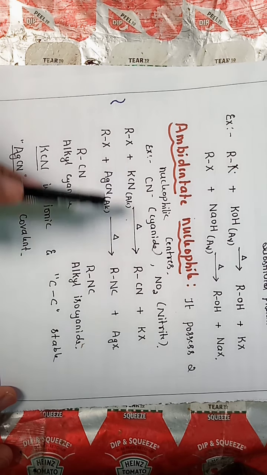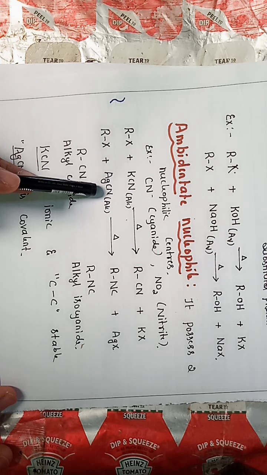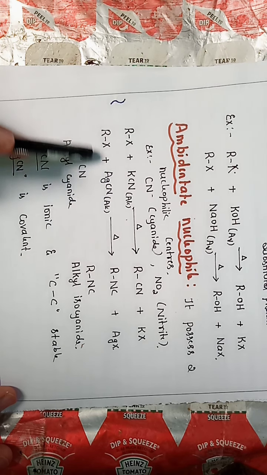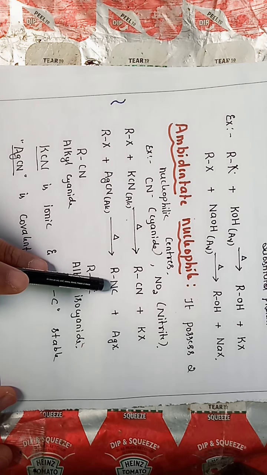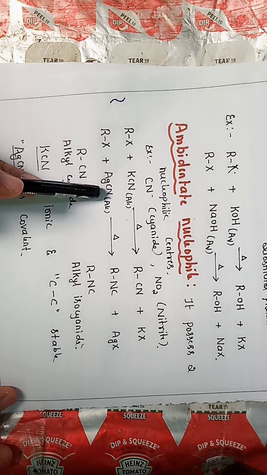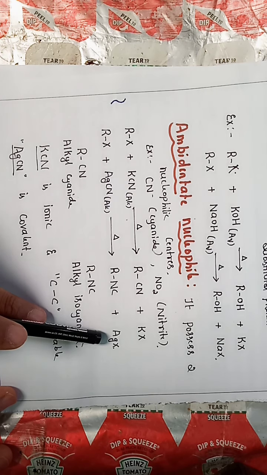byproduct. Okay, and similarly when you use AgCN, alcoholic silver cyanide, and treat with alkyl halide, you will get alkyl isocyanide. Here nitrogen acts as the nucleophilic center, with AgX as a byproduct.